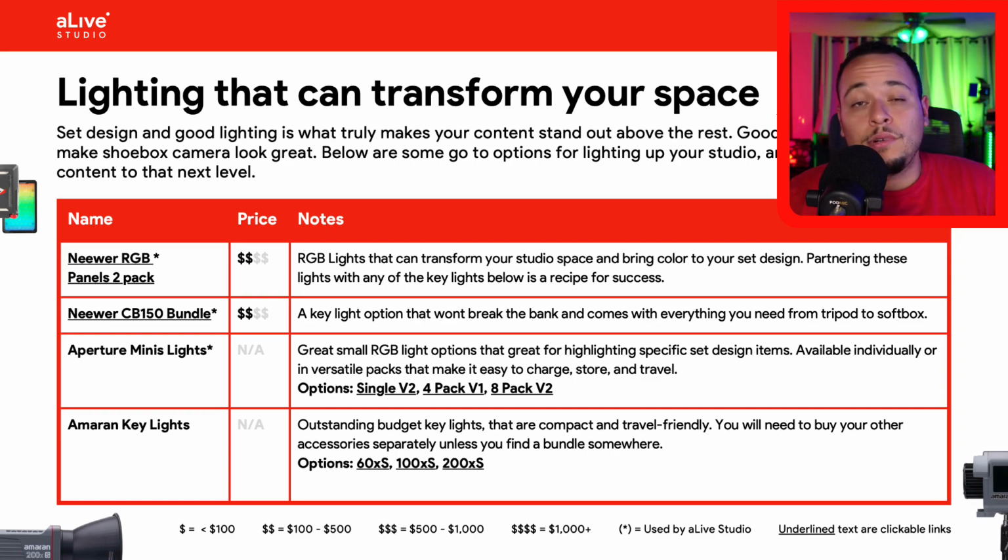Other lights that I really love to use that are in my kit are the Aperture Minis. I use the Aperture Minis 4 pack. It makes things very easy to charge. Everything charges wirelessly, like in this little suitcase, and you don't have to walk around with 4 USB-C wires to plug in each one. But the Aperture Minis are so dope.